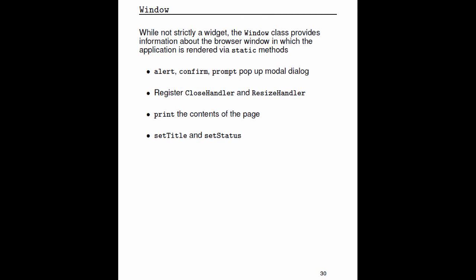If you are familiar with doing JavaScript programming within a browser, you know that there are methods like alert and prompt and confirm. Well, these are exposed in GWT as the alert, confirm, and prompt methods on the window class. This is also where you would register things like resize handler and close handler, which would receive events that are triggered when you attempt to close your browser or when you resize the browser. You can also access the print functionality of the browser by calling the print method, and then you can set the title, which is the text that appears at the top of the browser tab, or status, which is that bar down below.